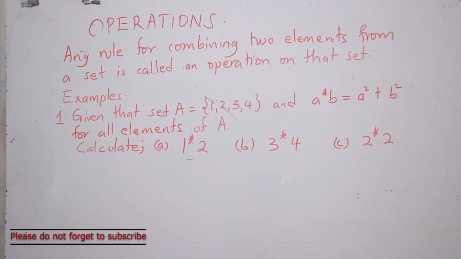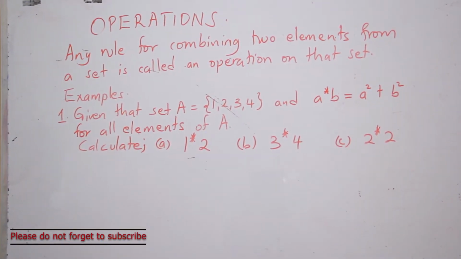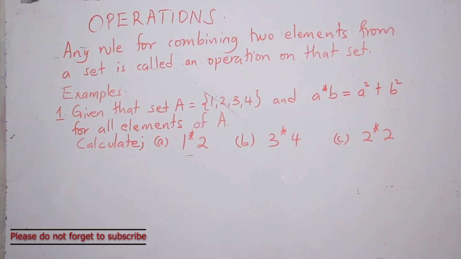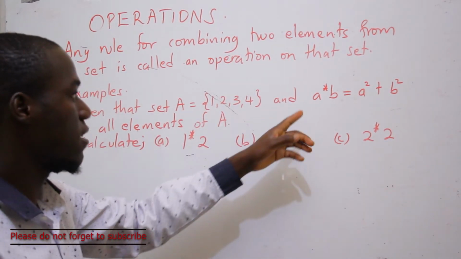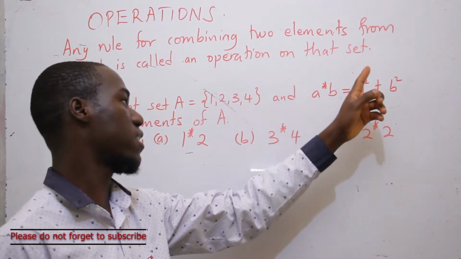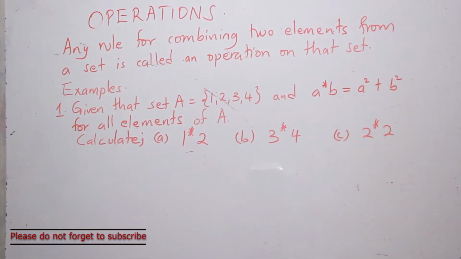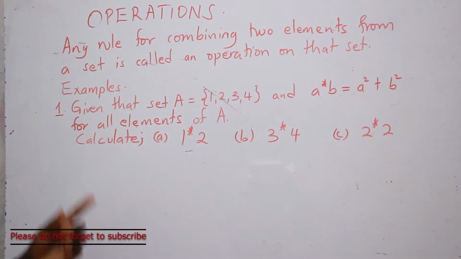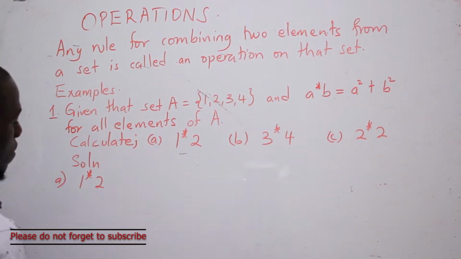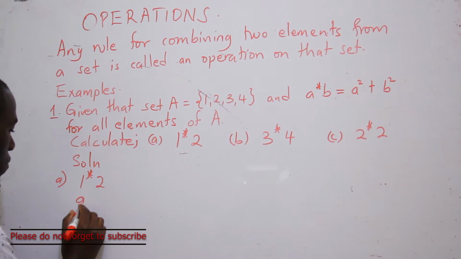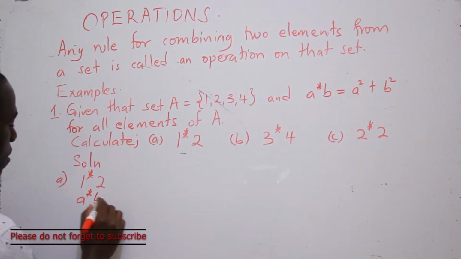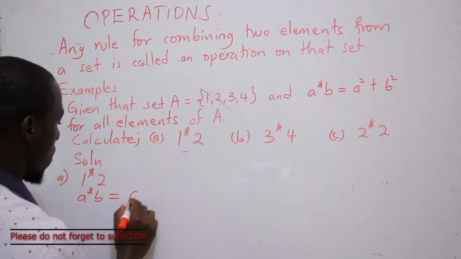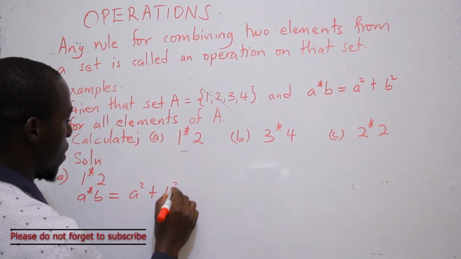So an operation, we are saying, is any rule for combining two elements from a set. Example 1: given set A as {1, 2, 3} and A star B is equal to A squared plus B squared for all elements of set A. Calculate 1 star 2. First of all, I'm going to go back to the operation, A star B is A squared plus B squared.